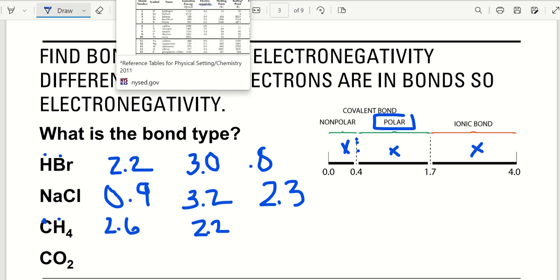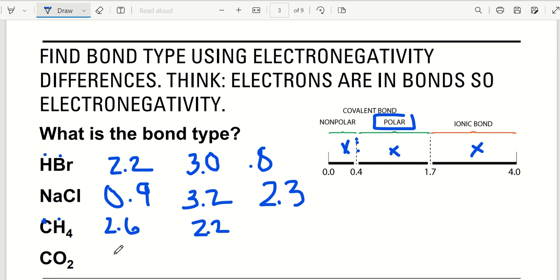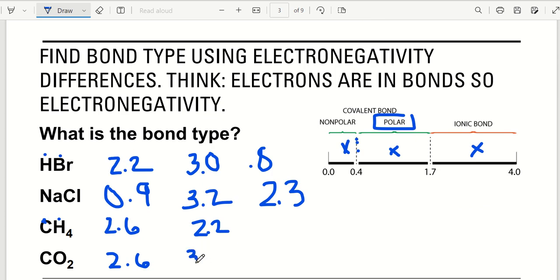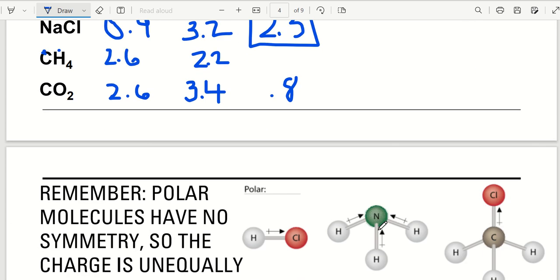All right. And then CO2. So we have C, 2.6. And what is O? 3.4. And when you subtract those, what do you get? 0.8 again, which makes polar. So that is how you do bond type. And if this question said, which of the following is most polar, you'd pick the biggest number. I don't care about anything else, just pick the biggest number. If it said, which is the least polar, you pick the smallest number. That's just how it rolls. Do it that way.